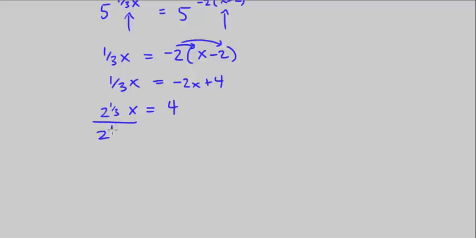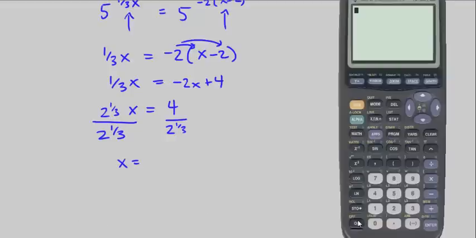Divide both sides by 2 and 1/3. We get x is equal to 4 divided by 2 and 1/3. Let's use our calculator. 4 divided by 2 and 1/3, remember it's 2 plus 1/3. And that's equal to 1.714... Right? So let's go ahead and show that we're approximating using approximation instead of equals.